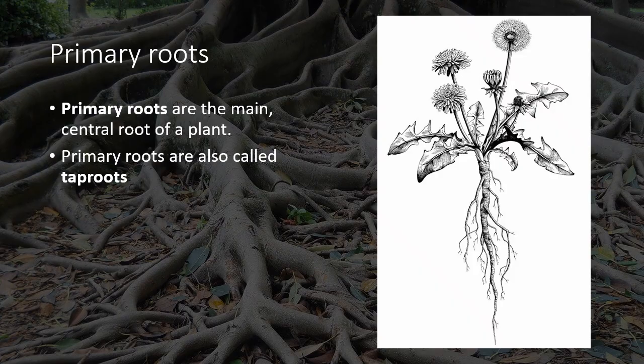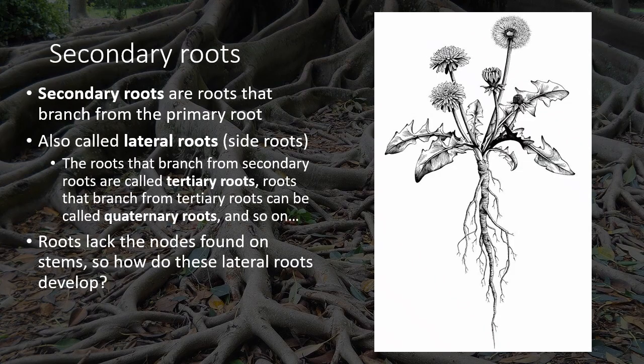They're also called taproots. So if you look at this dandelion, that main central root that grows vertically downward is a taproot or a primary root. Secondary roots branch from the primary roots. These are also called lateral roots or side roots. We can keep going and say that the roots that branch from secondary roots are called tertiary roots.